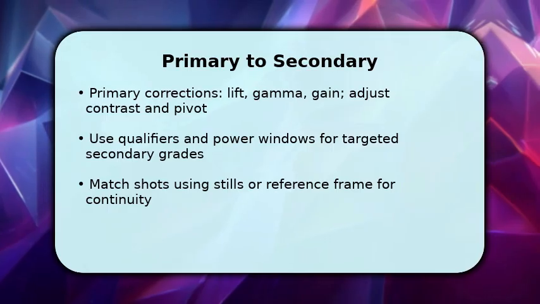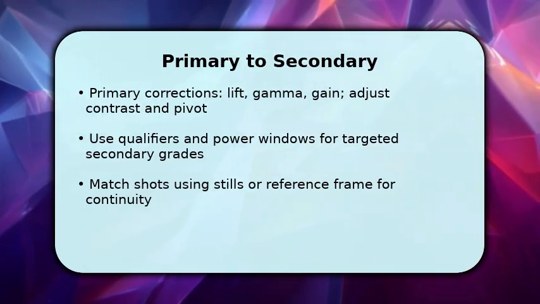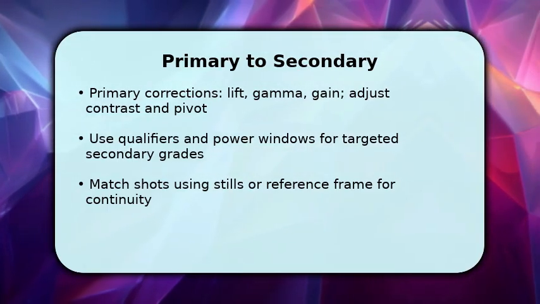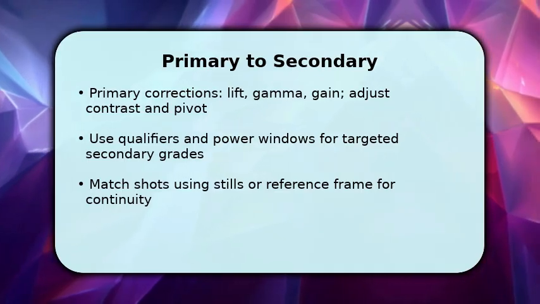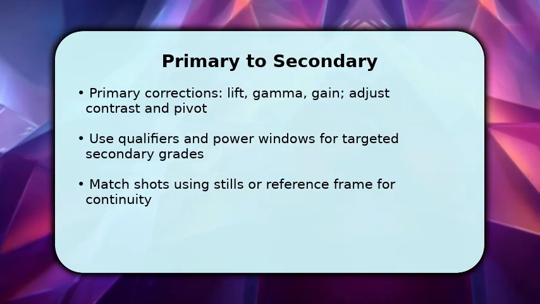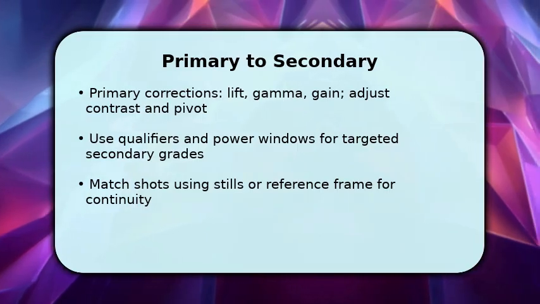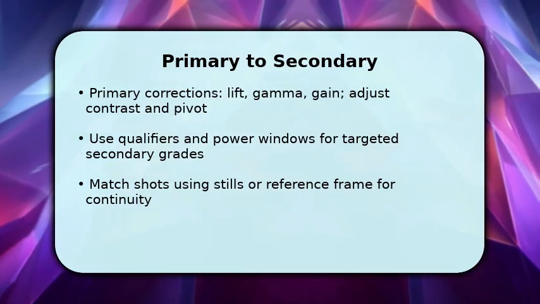Once balanced, use secondaries. Isolate skin with a qualifier, refine with denoise and softness, then use power windows to expose local areas without affecting the whole image. Make sure to match adjoining shots. Grab a clean reference frame and copy node chains, adjusting only what differs to keep continuity across the sequence.